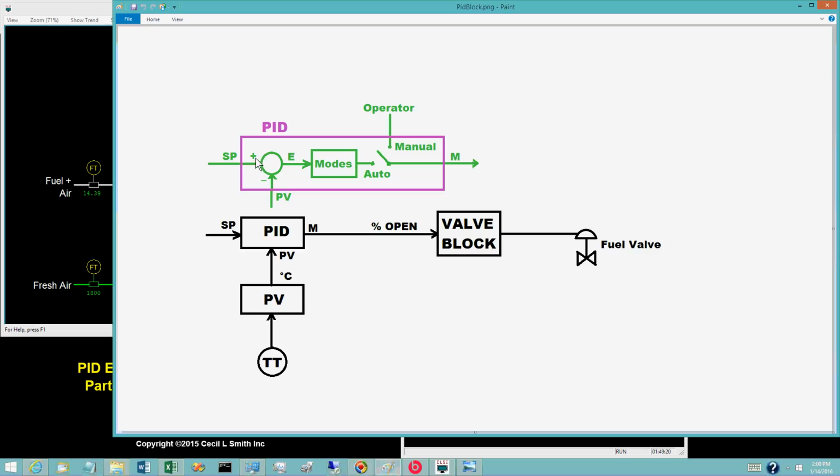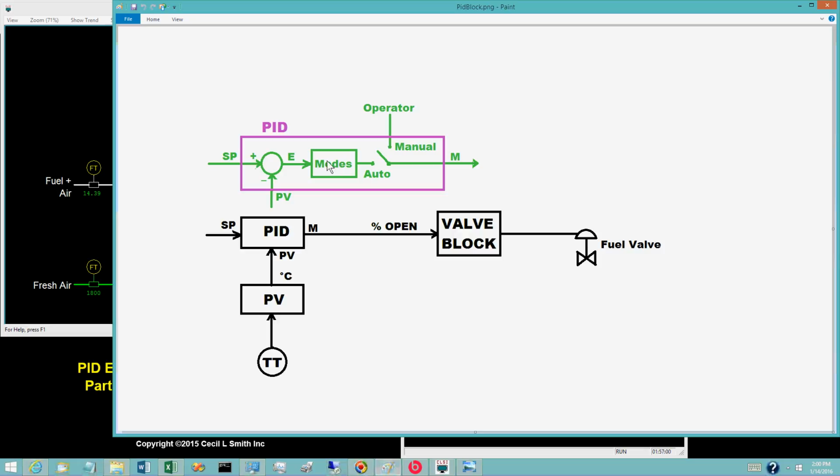As normally drawn, the set point input is positive and the PV input is negative. Consequently, the control error E is SP minus PV. However, this is arbitrary, and as we shall see in the next video, the signs can be reversed.